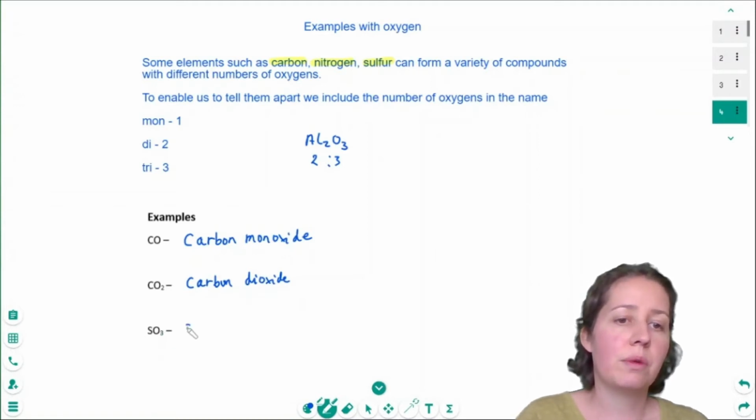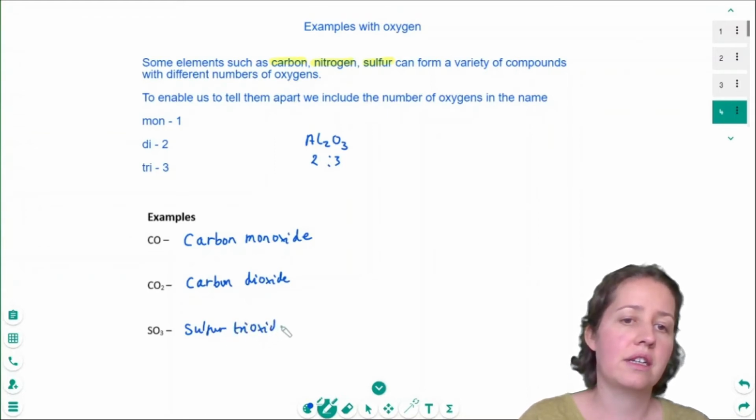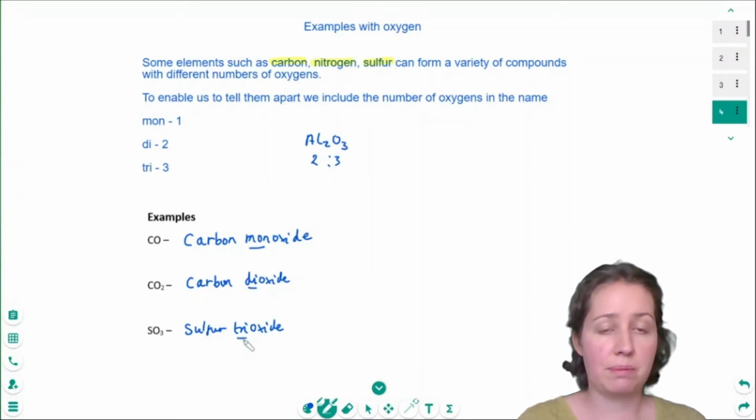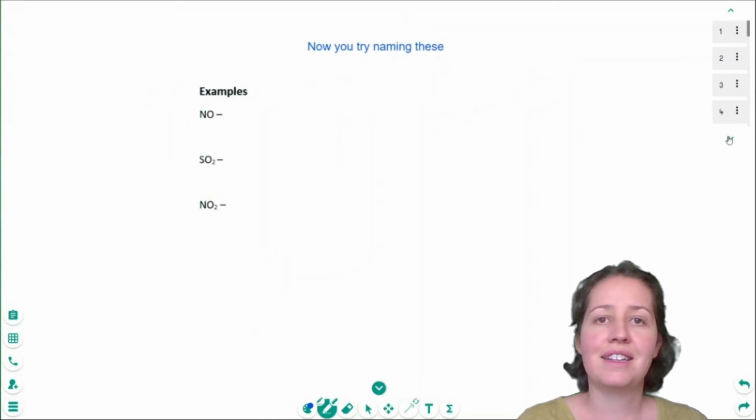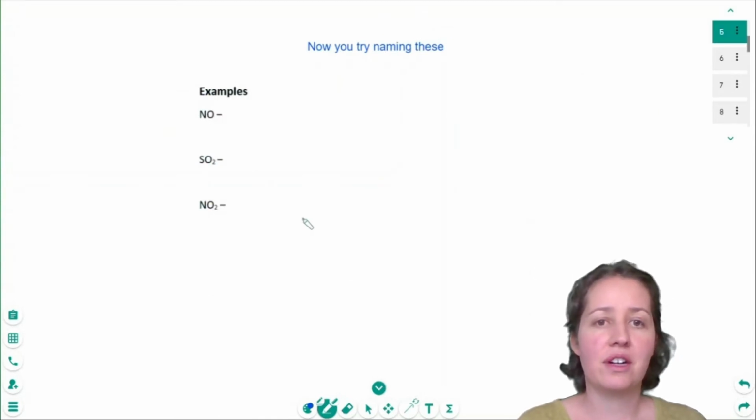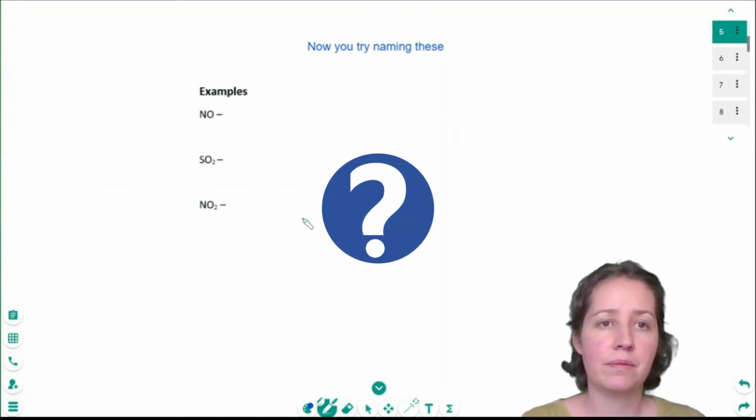SO3, this is sulfur with 3 oxygens, so this becomes sulfur trioxide. So here you can see mon for 1, di for 2, tri for 3. We still just have the oxide ending, but that goes in front to describe how many there are. Here are some examples for you to try. Pause now.